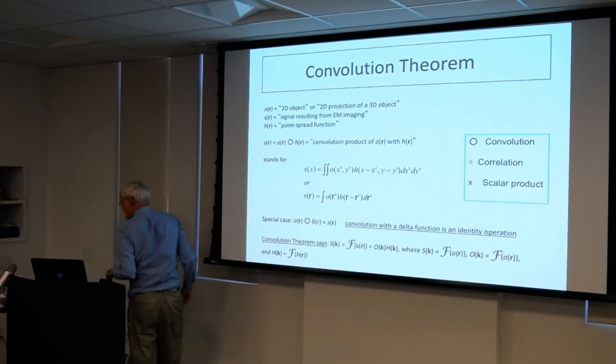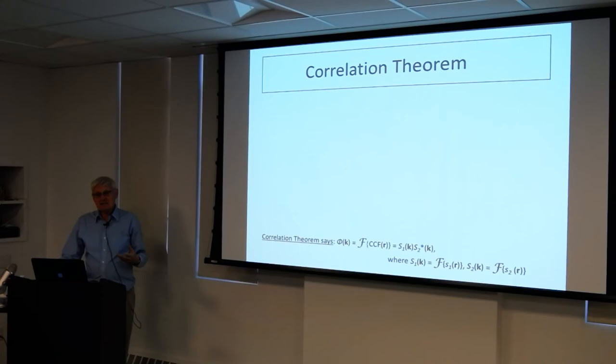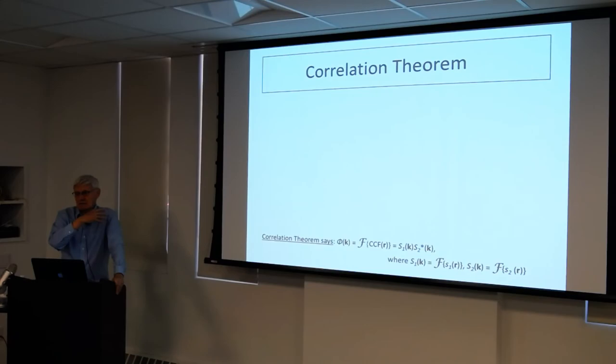And the correlation theorem looks very similar. Now the exciting thing is, I showed you this very complicated formula before to compute the correlation function, and this correlation theorem simplifies it with one stroke, because there is a very elegant Fourier theorem which looks very similar to the convolution theorem.